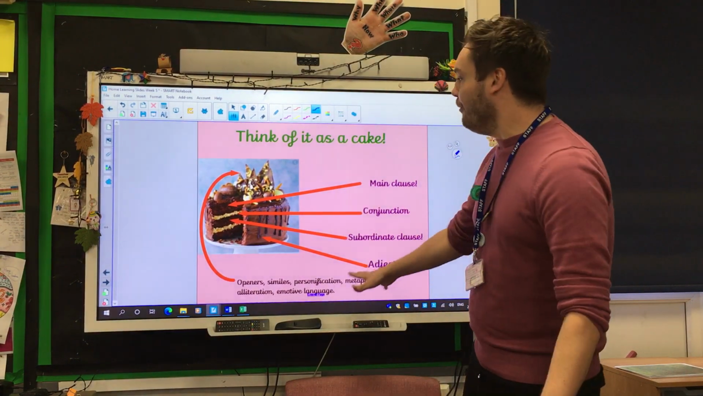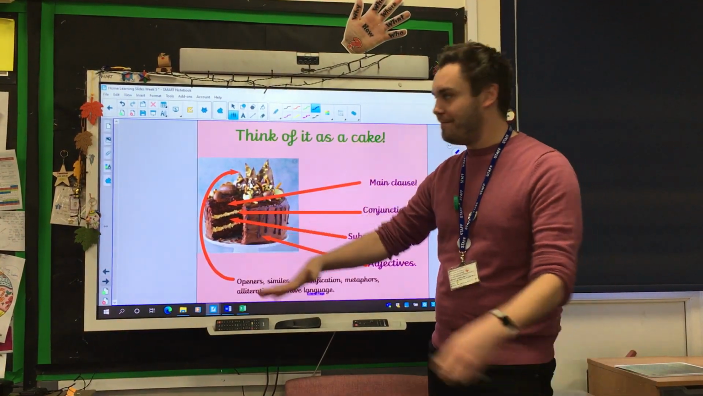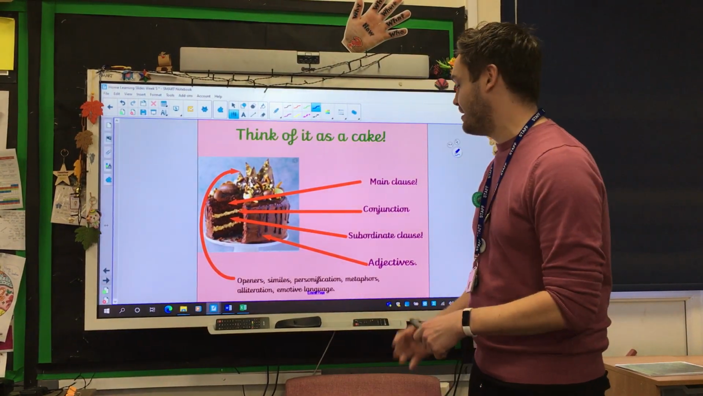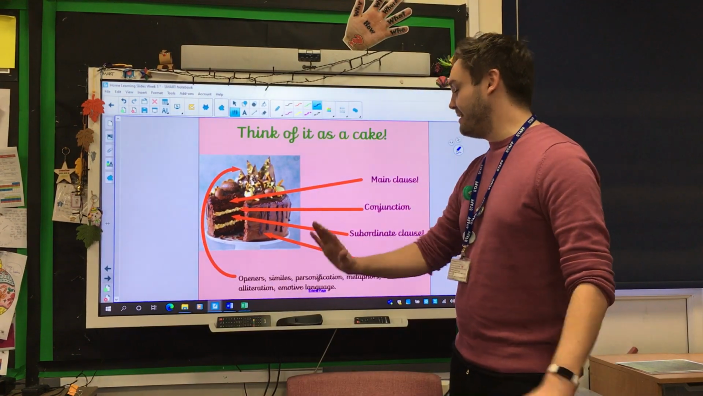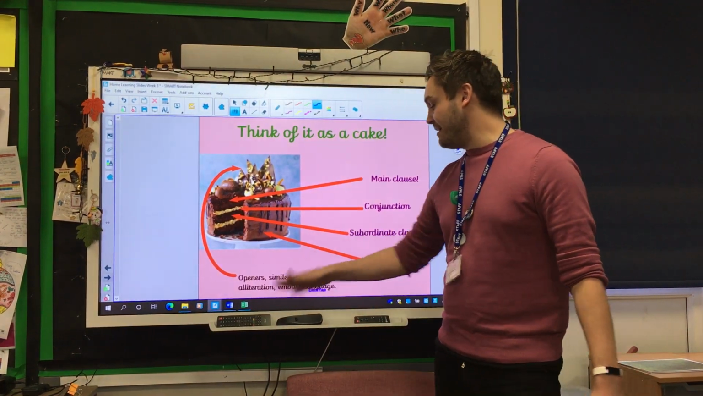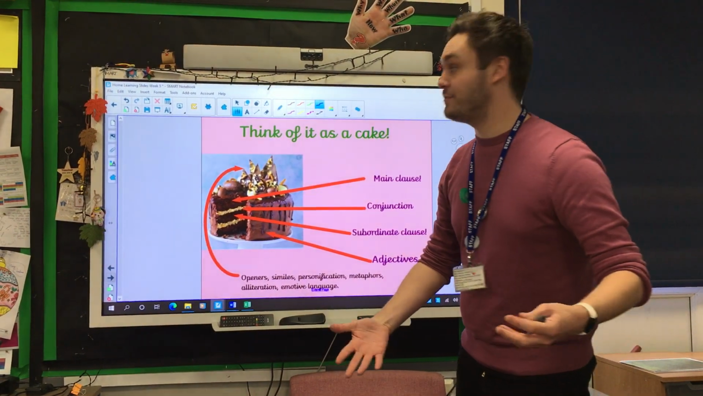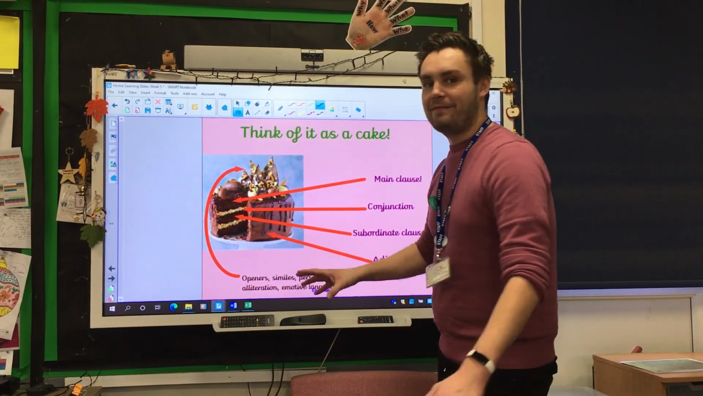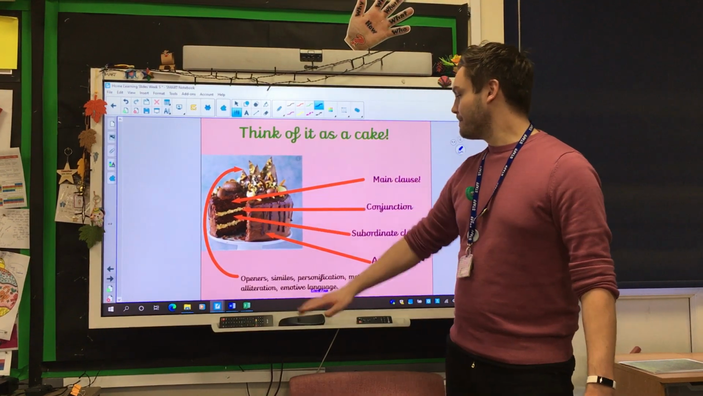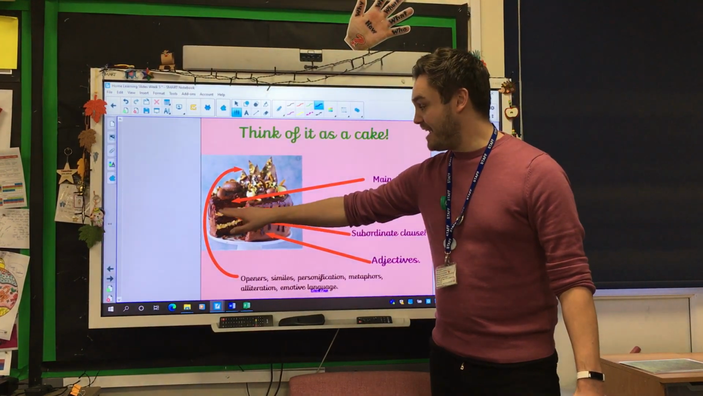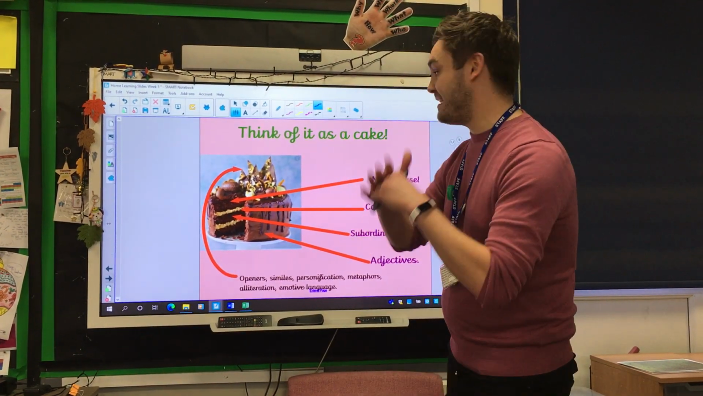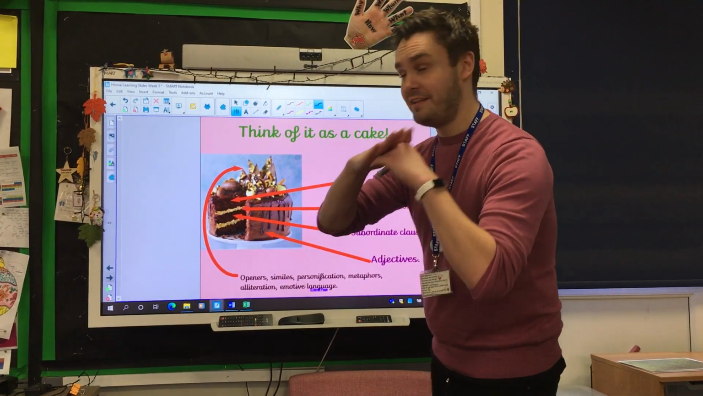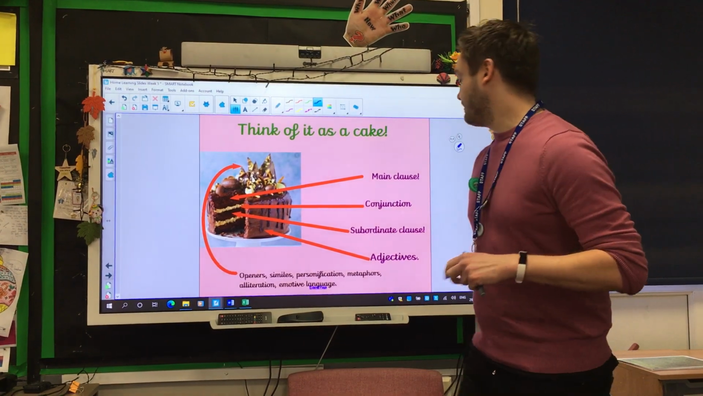And then all these wonderful decorations on top are the things that you can really use to make your writing exceptionally interesting, by adding openers, similes, personification, metaphors, alliteration, emotive language. I could go on with the list there as well. That's the sort of real cherry on top of the cake. But fundamentally, you need to have that conjunction to put together the two pieces of sponge in the cake. If not, you've just got a bit of sponge. You need to have that conjunction of icing to put the cake together. And that's what we're looking at today.